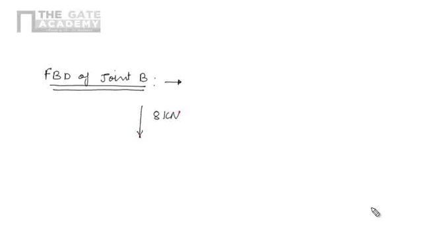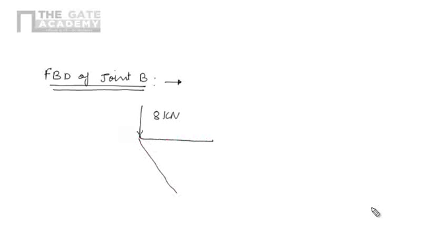Let's take joint B. So I am interested in the free body diagram of joint B. Why am I taking joint B? Because after A, the number of unknowns at joint B are 2 or less than 2. So let's draw the free body diagram of joint B. At B, there is a vertical load of 8 kilonewton coming on it. There are three members.